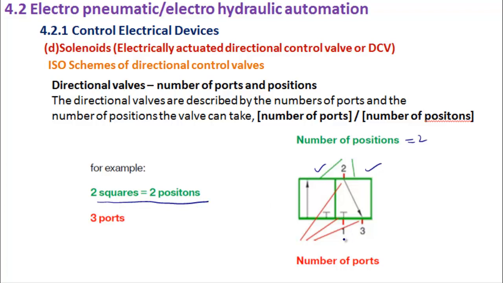And how many outputs are there? How many ports are there? The ports are 3 ports. So we have 3 ports. And how do we write? We write the number of ports divided by the number of positions. So the number of ports is 3 and the number of positions here is 2. So it's a 3 by 2 DCV. It's a 3 by 2 DCV.